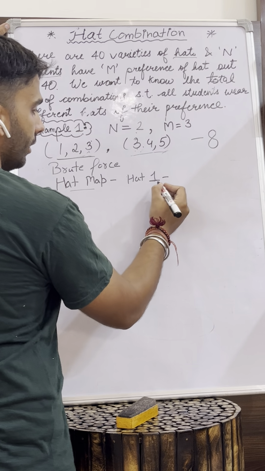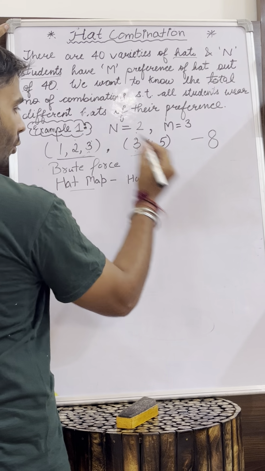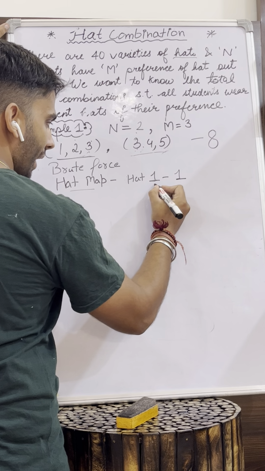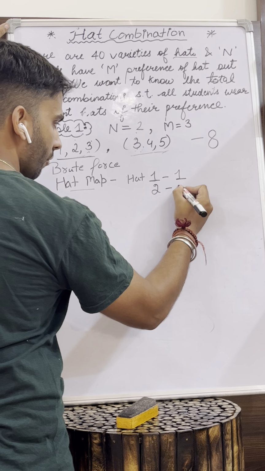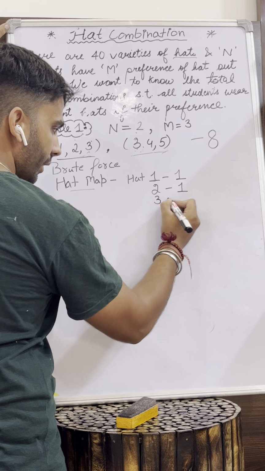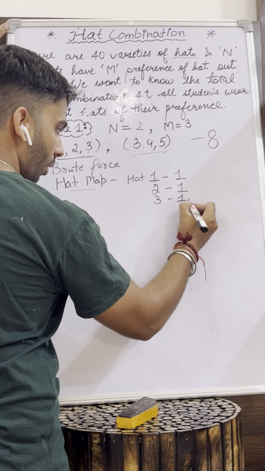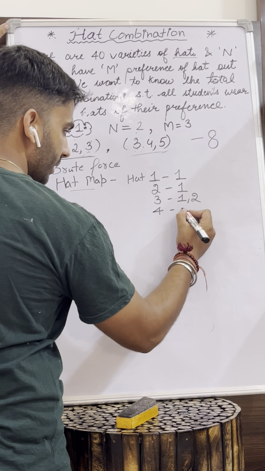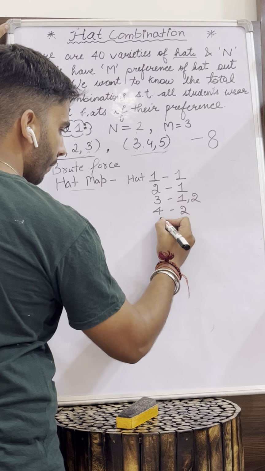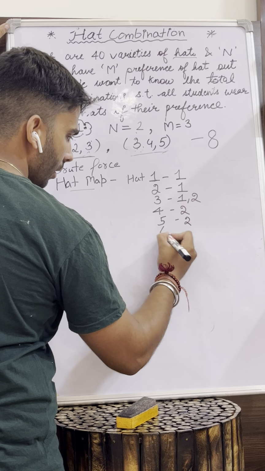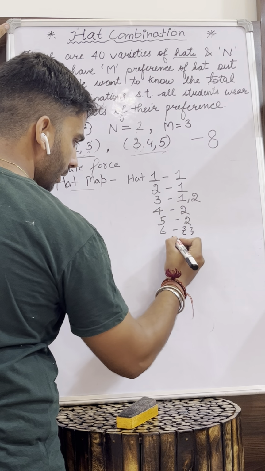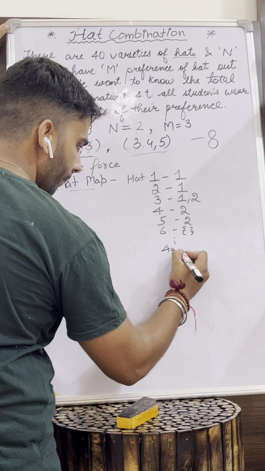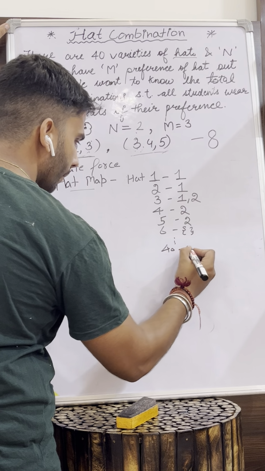Hat 1 is in the preference list of only student 1. Hat 2 is in the preference list of only student 1. Hat 3 is in the preference list of students 1 and 2. Similarly, hat 4 is in the preference list of student 2, and hat 5 is also in the list of student 2. So this is what our hat map looks like, right?